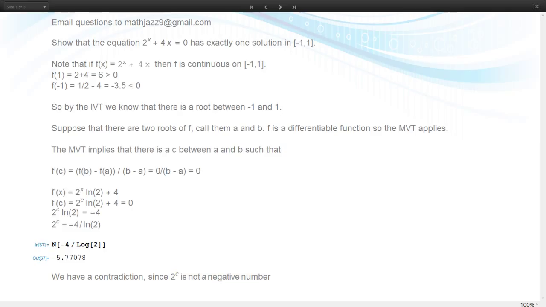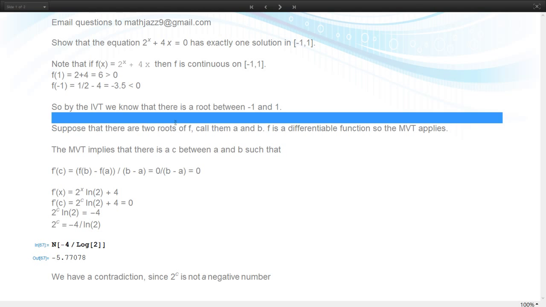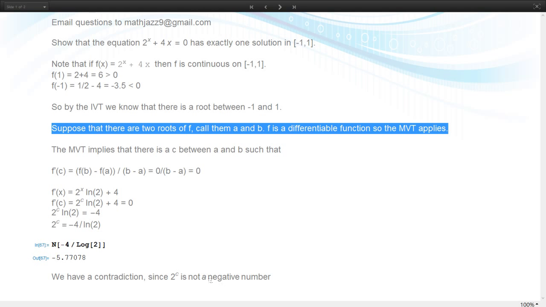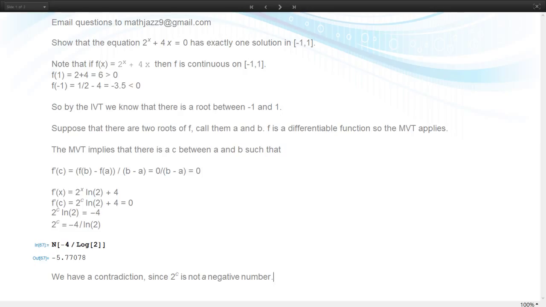So, since 2 to the c is not a negative number, we have a contradiction. It means that our assumption must have been wrong. But the thing we assumed was that there are 2 roots of f. So that means that there cannot be 2 roots of f. Now, since there can't be 2 roots of f, and there is at least 1 root of f, we know that there's exactly 1 root.